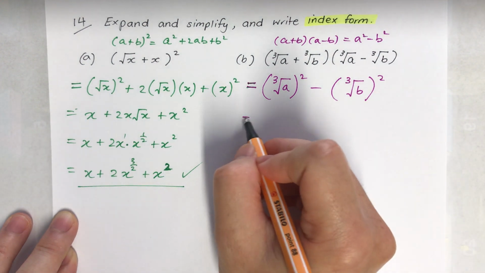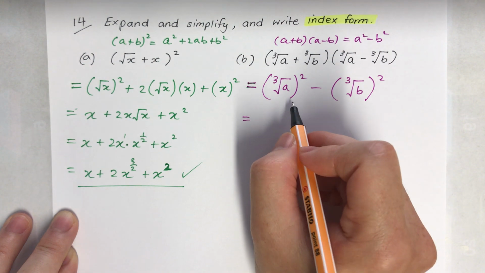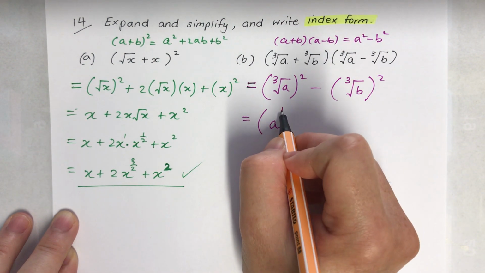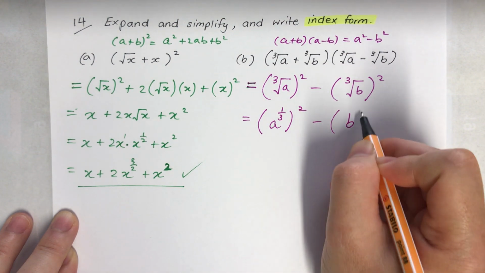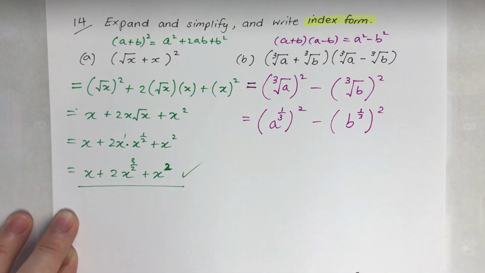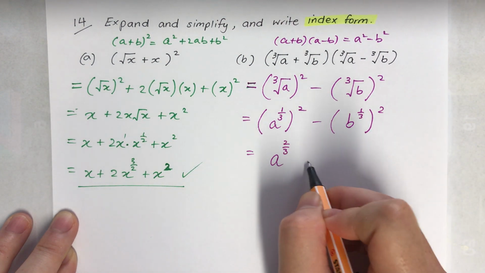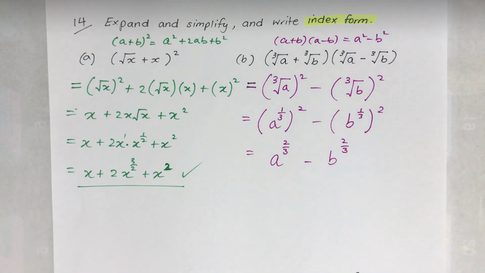Okay, so what I'm going to do here now, I need to put this into index form. The cubic root is like the power of 1/3, isn't it? Okay, so then 2/3 be 2/3. Excellent, so that's what I've got.